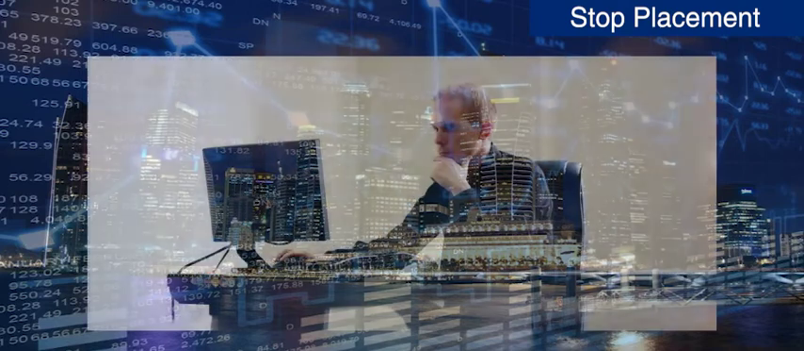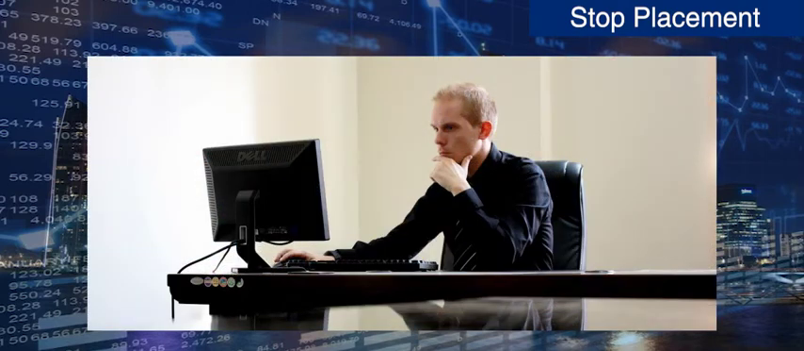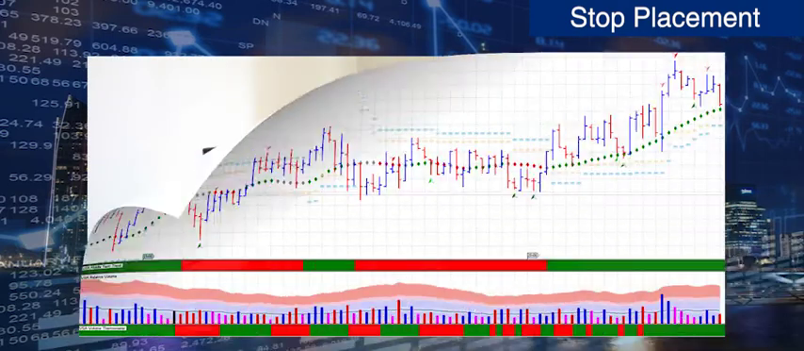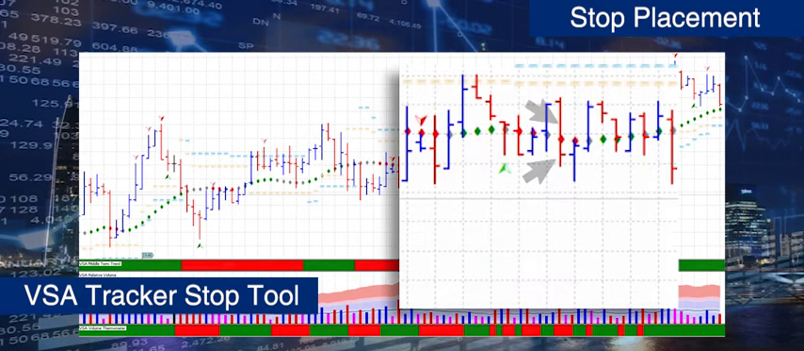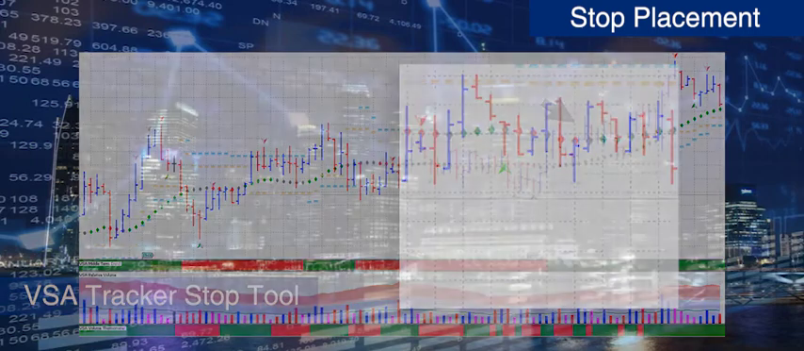Now, there are 2 important tools in the software to assist you in the placement of stops. The first is the VSA tracker stop. The tracker stop system follows the price up or down depending on whether you are long or short. There are 2 levels on each bar, either above the bar for short trades or below for long trades. If the stops straddle the bar, then the chart is in congestion and you shouldn't be trading it. The stop furthest from the bar is more conservative and so less risky.